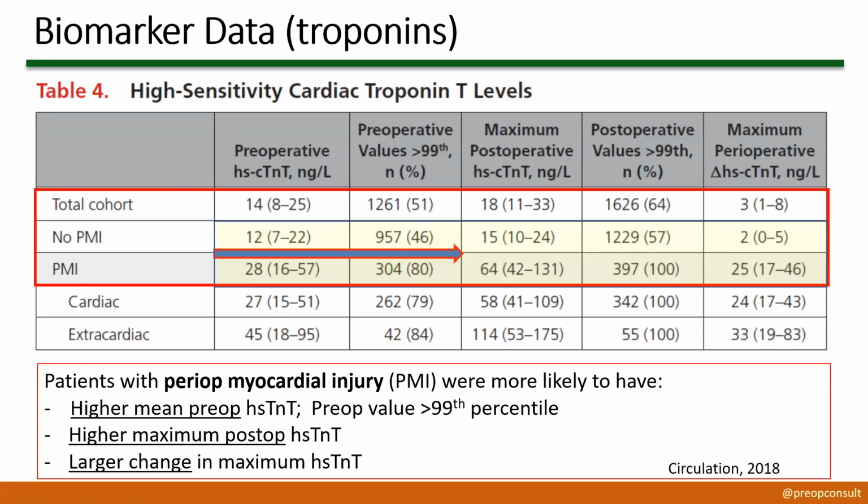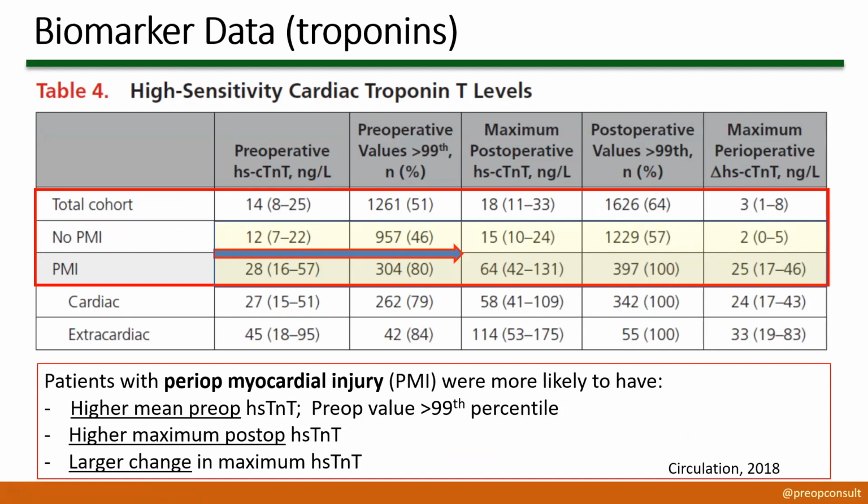Now, the recent ESC guidelines recommended preoperative troponin. You can also get your BNP, but they preferred troponin. And they were looking at high sensitivity troponin. And here in this table, you see troponin T levels. And they compared patients who had perioperative myocardial injury, which is an elevated troponin for any cause, as opposed to MINS, where you had to have an ischemic etiology, or no perioperative myocardial injury.